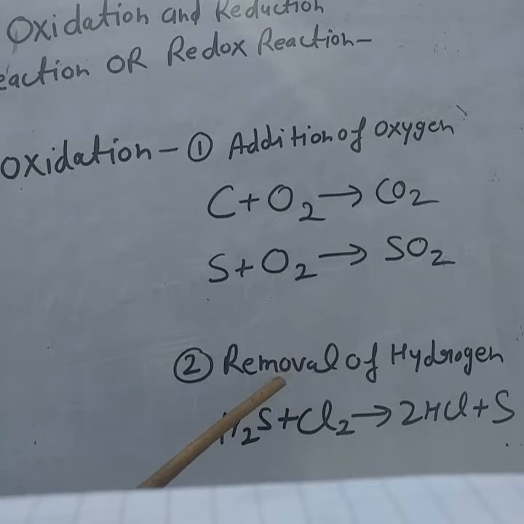Second is the removal of hydrogen. In this example, H2S reacts with chlorine and forms HCl and S. In the compound, hydrogen is removed, so this is called removal of hydrogen. This is also called an oxidation process.